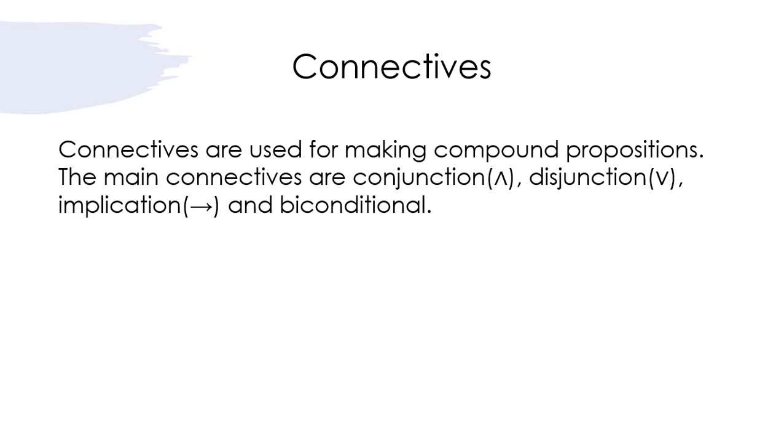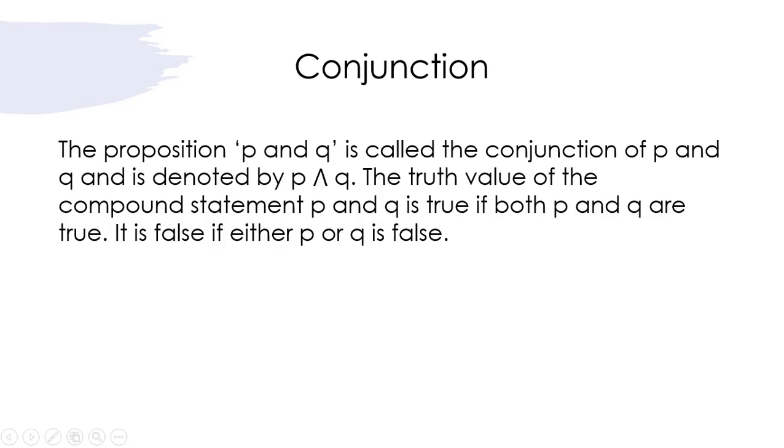We'll now move on to connectives. Now, connectives are used for making compound propositions, and we have the main connectives there listed on the screen. So we'll start by looking at the conjunction. Now the proposition P and Q is called the conjunction of P and Q, and it is denoted as shown here.